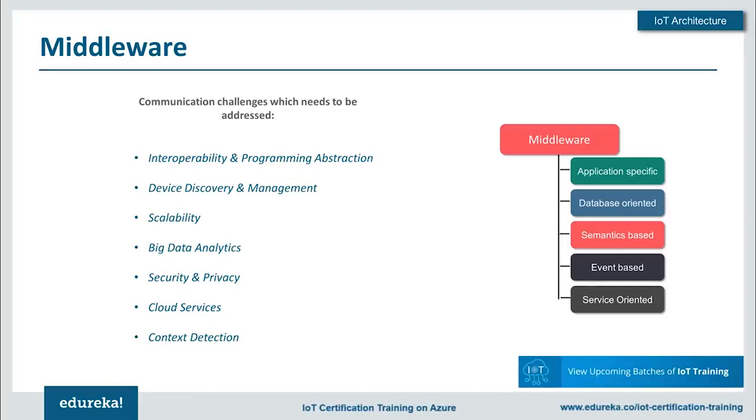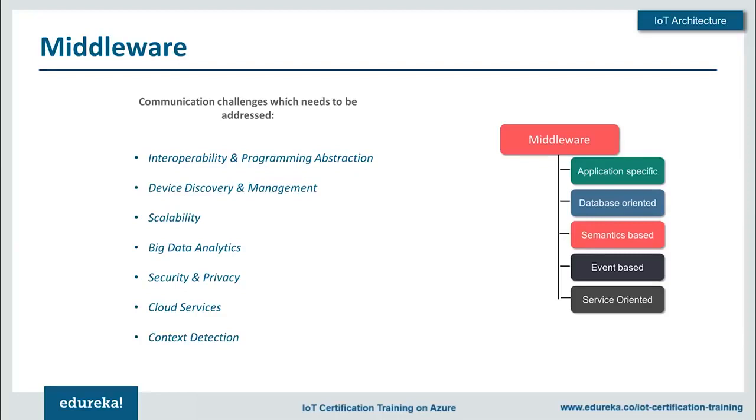When I come down to the middleware, one of the key issues that comes into the picture is interoperability as well as program abstraction. Imagine I have 40,000 devices communicating with each other. These devices may not all use the same programming language or pass the information in the same way. I need something that ensures that these devices communicate with each other and that an abstraction is maintained between the information passed from these.